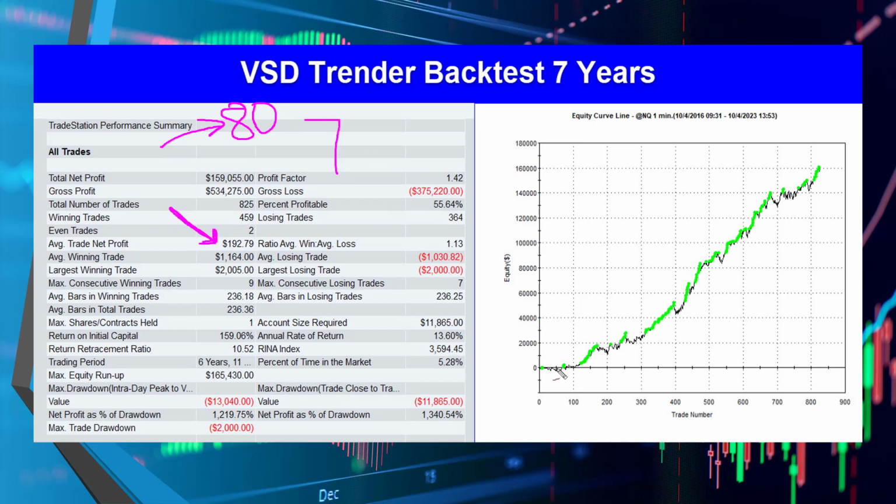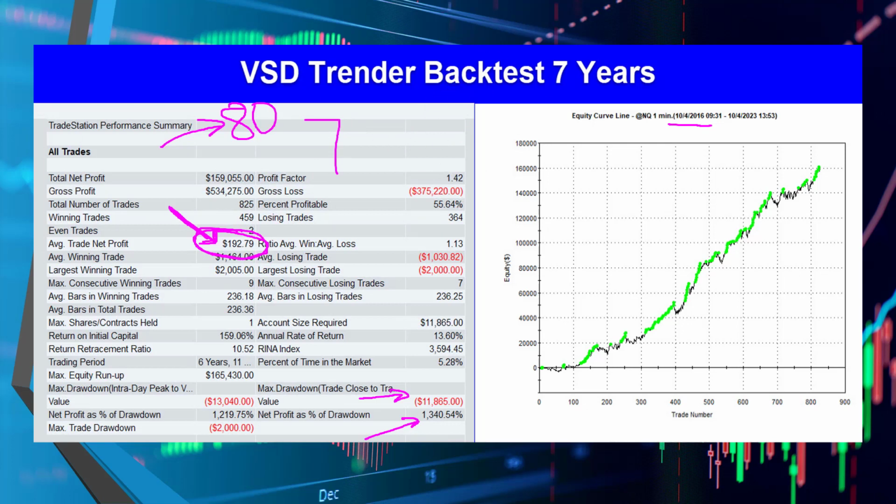Going back 7 years, this is going back to October the 4th, 2016. And so one of the first numbers I always look at is average trade profit. I look at drawdown. I look at net profit as a percentage of drawdown. And so for day trade strategies, those are some critical factors. And so 192, this does not include slippage and commission, so there's a lot of room for slippage and commission in this. The final version will be in the portfolio calculator with slippage and commission.